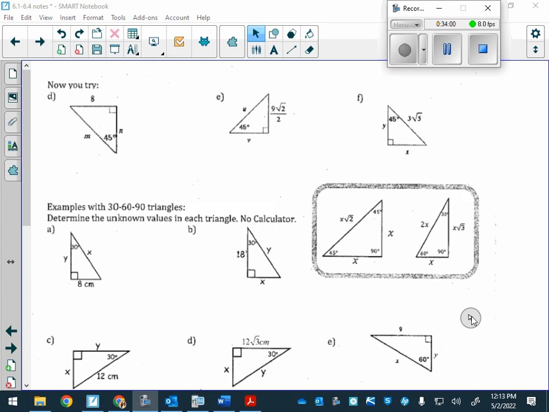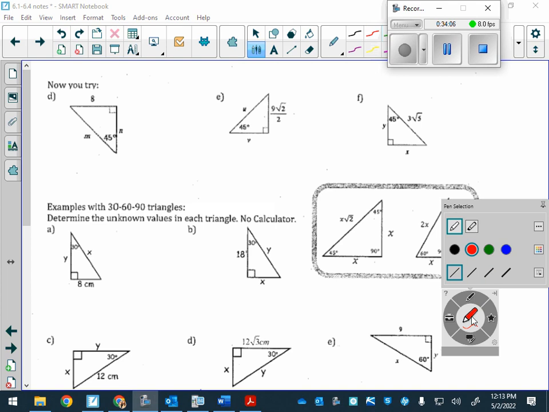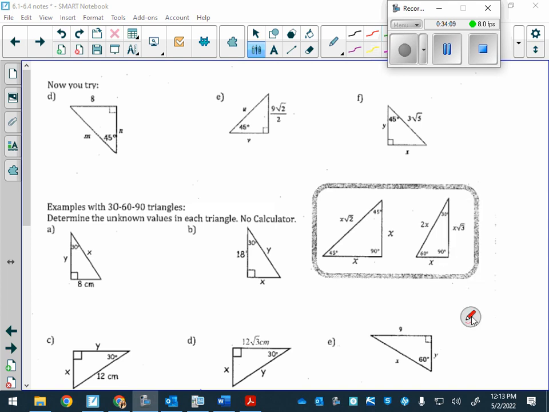Okay, let's go through these. For D, what does N equal? 8. What does M equal? 8 root 2. Good. How many of you did get that? Perfect. All right. For E, what does V equal? Good. 9 root 2 over 2. What does U equal?